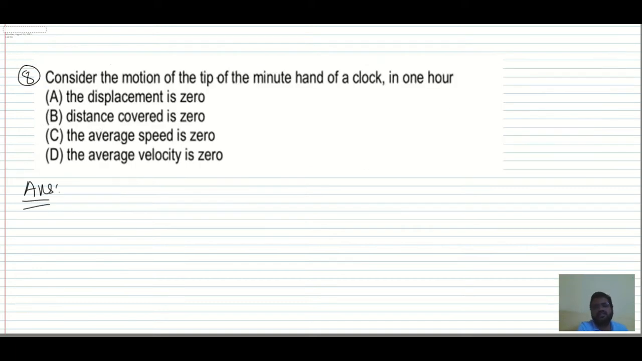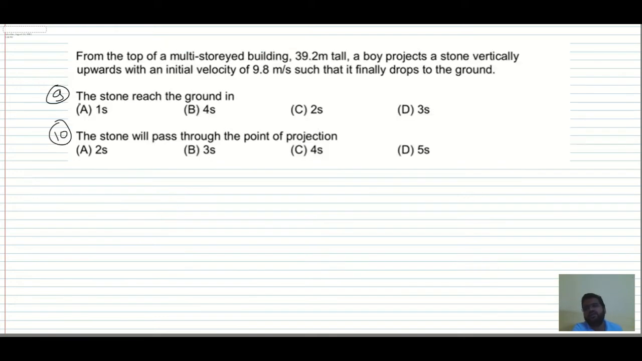Next, consider the motion of the tip of the minute hand of a clock. In 1 hour, displacement will be 0, but the distance covered has some value, right? Displacement will be 0. Then if displacement is 0, the average velocity is also 0. So A comma D will be the correct options over here.